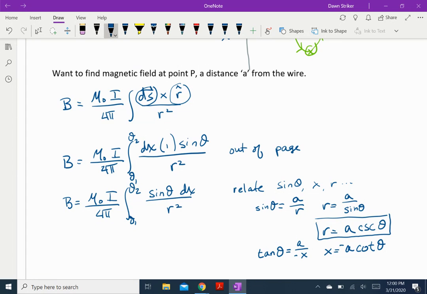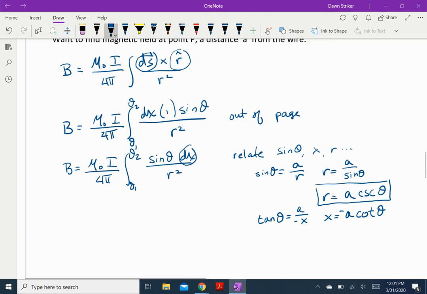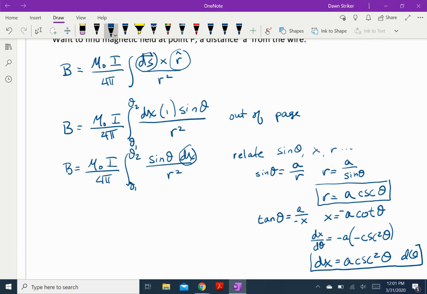All right. Now in my formula, I'm not too worried about x. What I really need is dx. So I need to take the derivative. So dx d theta is what? Negative a. The derivative of cotangent is negative cosecant squared. And so that means dx is equal to a cosecant squared of theta d theta. So I'm going to make these two substitutions, one for r and one for dx in my Biot-Savart law, and simplify. That's all we need to do. So the rest is easy. Rest is cake, from theta 1 to theta 2.